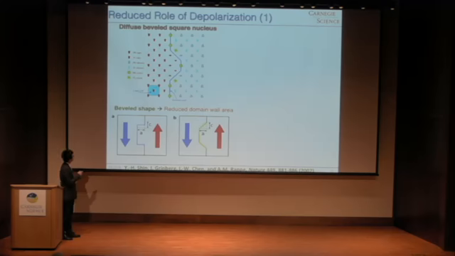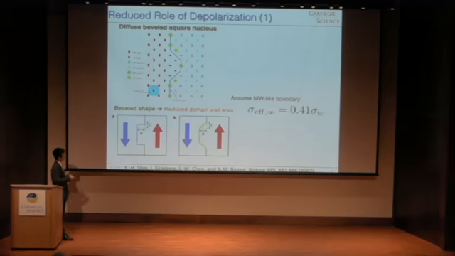So this is an MD study of a 180-degree domain published several years ago. What they found is that the nucleus is a diffuse bevel-shaped square. This bevel shape, as you can see here, effectively reduced the domain area. Equivalently, if we assume a Miller-Weiner-like boundary, that means the effective domain energy is much smaller.